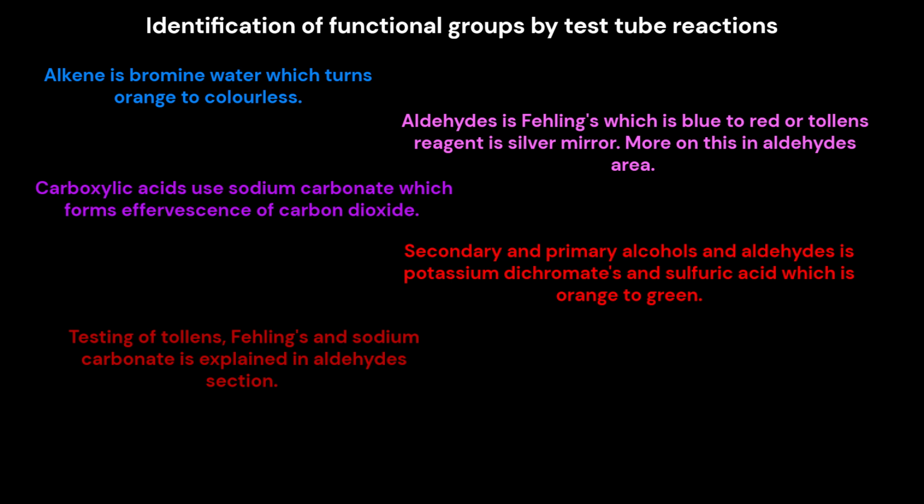Carboxylic acids use sodium carbonate, which forms effervescence of carbon dioxide. Secondary and primary alcohols and aldehydes use potassium dichromate and sulfuric acid, which turns orange to green. Testing with Tollens', Fehling's, and sodium carbonate is explained in the aldehyde section.